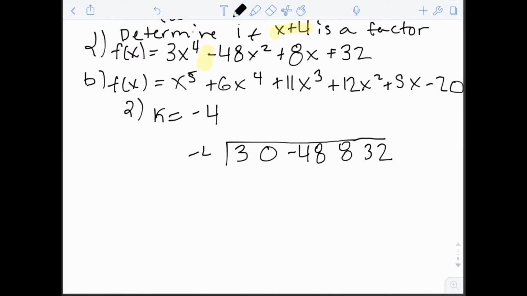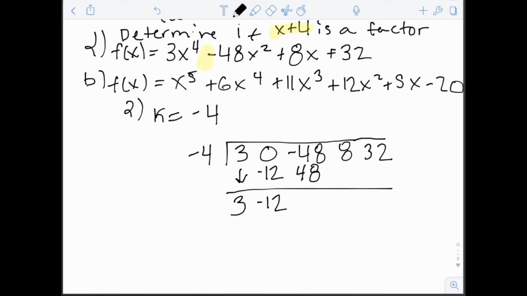It's negative 4, so negative 4 is going to be on the outside. First term, we want to bring it down, so that's going to be a 3. And then we continue that process of multiplying and adding. So the 3 times the negative 4 gets me a negative 12. Negative 12 plus 0 gets me a negative 12. Negative 12 times the negative 4 gets me a positive 48. And again, we want to be careful with our signs here as we're multiplying two negatives.